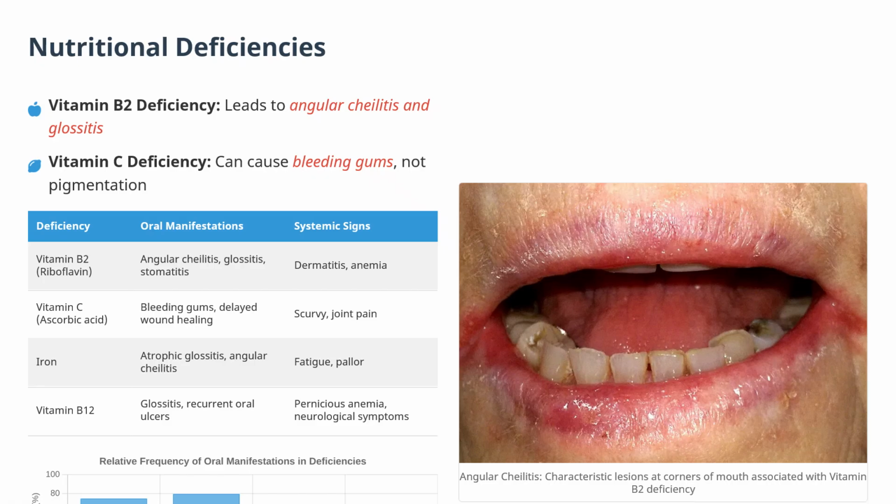There are also nutritional deficiencies. We need to consider vitamin B12 deficiency, which will lead to angular cheilitis and glossitis. Also, vitamin C deficiency can cause bleeding gums, not pigmentation. And you need to revise this table. It will help you.